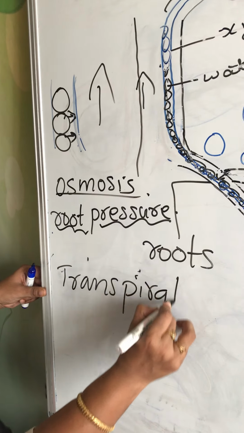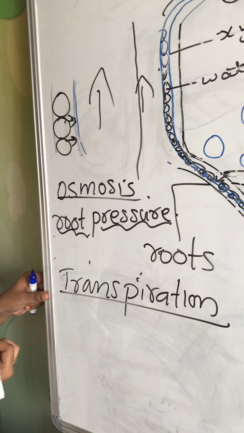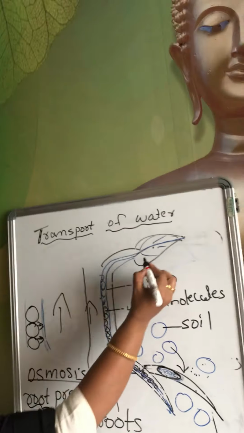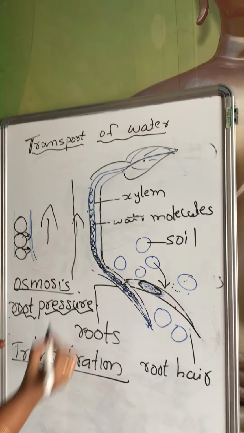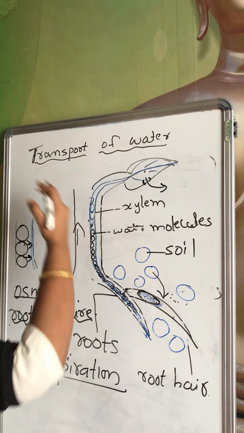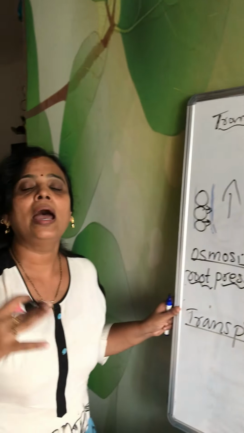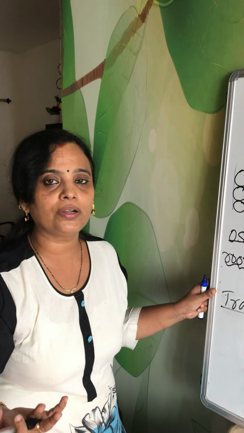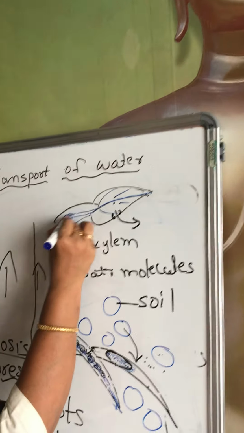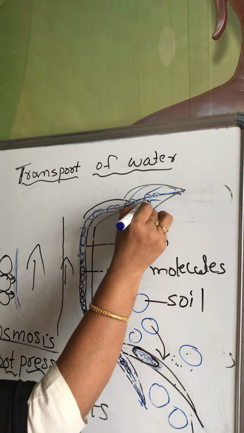We are already very familiar with this word transpiration. Now what is transpiration? You all know that the leaves lose water through the stomata. In the lower epidermis there are stomata, and the leaves lose water continuously to the atmosphere, or evaporate water into the atmosphere. This loss of water is called what? Transpiration.